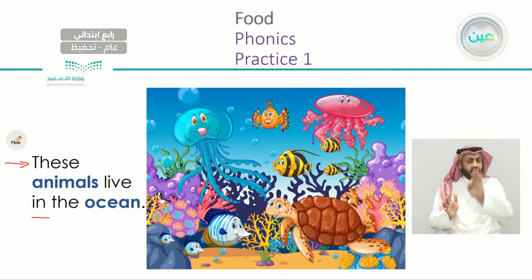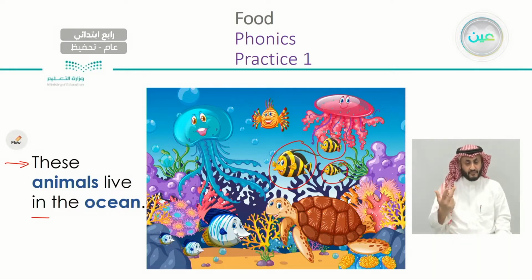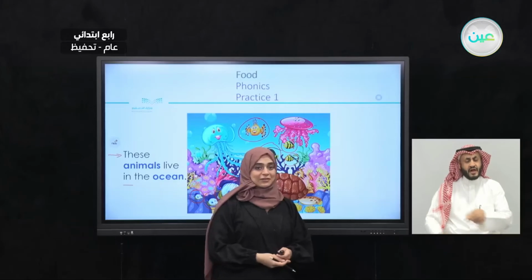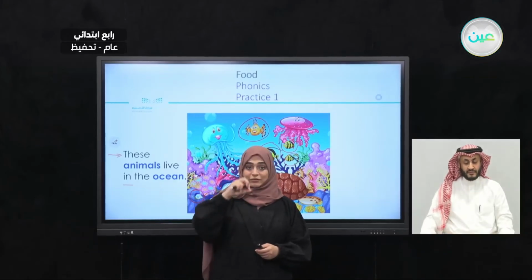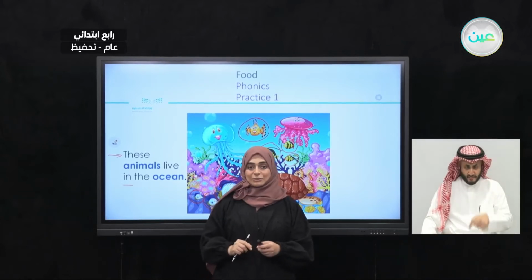What do you notice? We have lots of fish, right? We have 1, 2, 3, 4, 5, 6. And this fish looks very interesting. We have 7 fish in the picture, right? And we have other animals that live in the ocean. Today, one of our letters is going to mention one kind of animal that lives in the ocean.